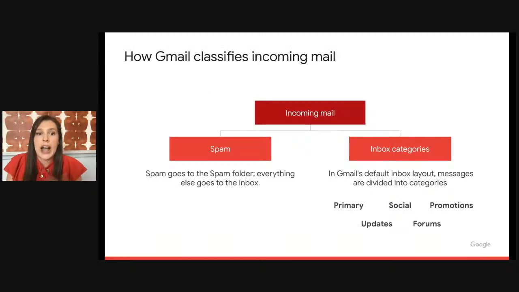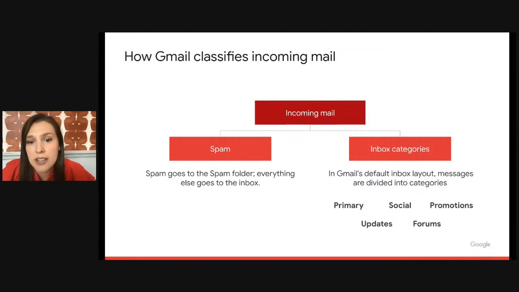So how does Gmail actually classify this email? If you think about incoming mail, it can go into essentially two different categories. The first, of course, is spam. It goes right into the spam folder, and then everything else goes into the inbox.